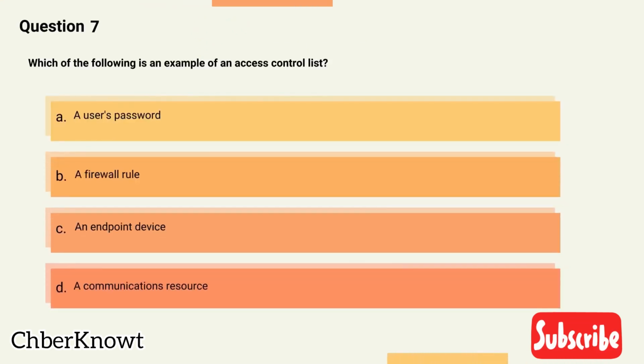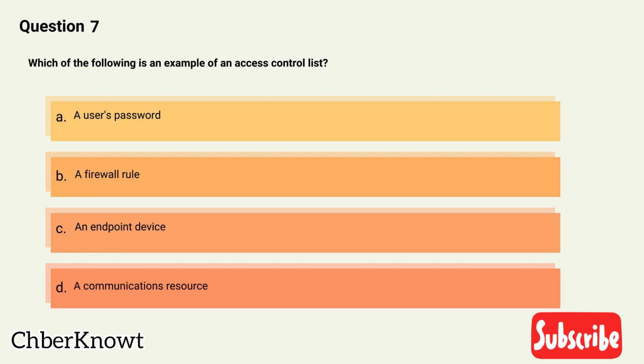Question 7. Which of the following is an example of an access control list? Option A. A user's password. Option B. A firewall rule. Option C. An endpoint device. Option D. A communications resource.